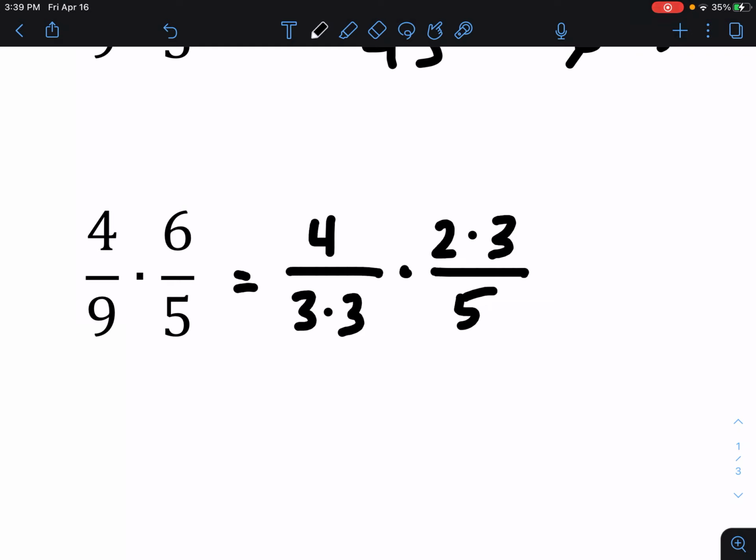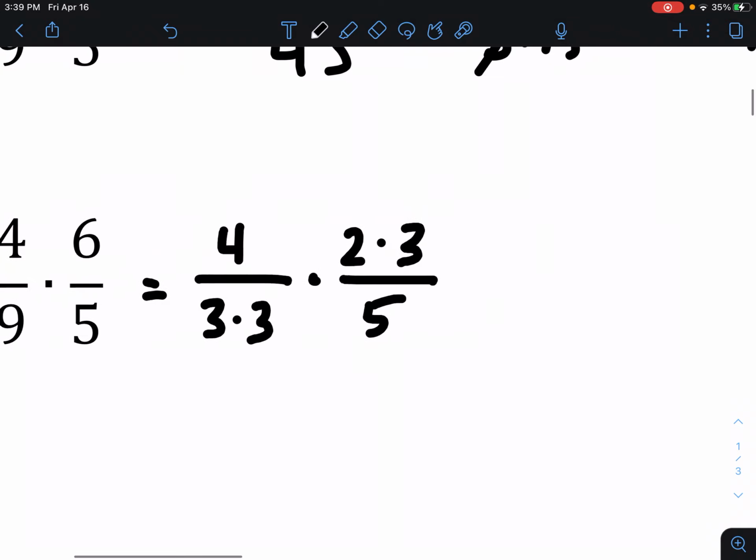Now, if you did factor everything, that'd be perfectly fine, but it's just going to create a little extra work. Okay, so I'm going to eliminate a common factor. Now, this is where my note from above, there's a 3 in the denominator of the first fraction. There's a 3 in the numerator of the second fraction. I can eliminate the 3 from the numerator and one of the 3's from the denominator. And now I can multiply across. 4 times 2 is 8. 3 times 5 is 15.